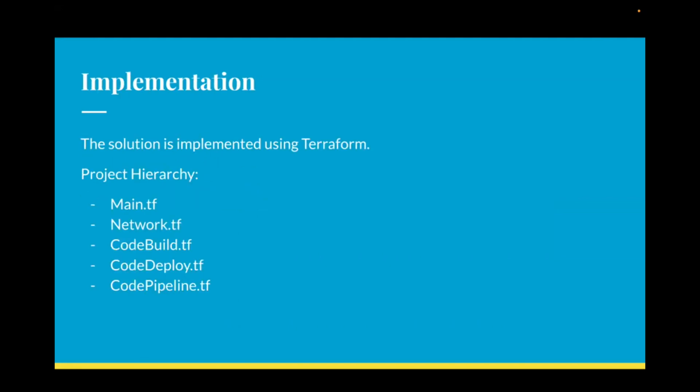In class, we have seen the benefit of using Terraform to create AWS infrastructure. Here, I'm leveraging it to build the CI/CD pipeline. Below is my Terraform project structure. The main TF file builds the EC2 instance. The network TF builds the VPC. The CodeBuild TF builds the CodeBuild project. The CodeDeploy TF builds the code deployment application. Lastly, the CodePipeline TF builds the code pipeline.